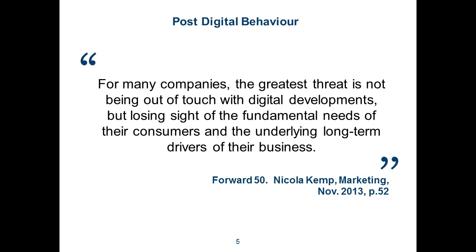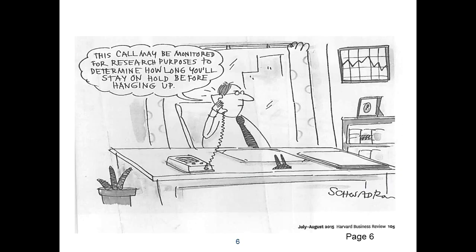The digital revolution is here to stay, but like most of the fads I referred to earlier, it is largely ineffective without a winning marketing strategy. As Nicola Kemp said in the quotation on this slide, for many companies the greatest threat is not being out of touch with digital developments, but losing sight of the fundamental needs of their consumers and the underlying long-term drivers of their business. Two fabulous cartoons follow to explain what I mean.